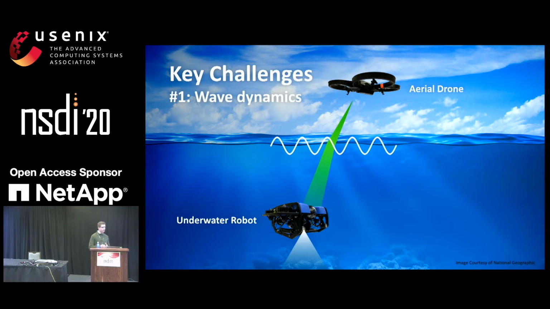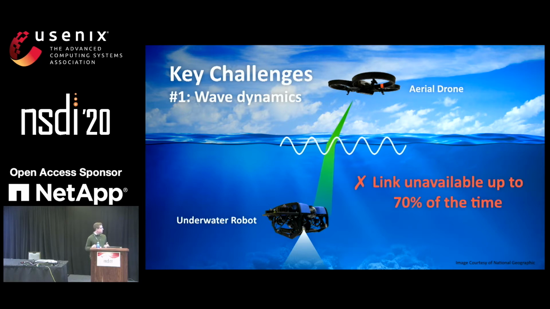Number one, wave dynamics. So you can see here we have our wave, and as it moves throughout the scene, the beam underwater is going to oscillate, and this is due to hitting different incident points on the water surface, and then the refraction underwater is going to oscillate. So this translates to a link unavailability of up to almost 70%, which means that we're not going to be able to communicate data. And this is not good enough for a wireless link.